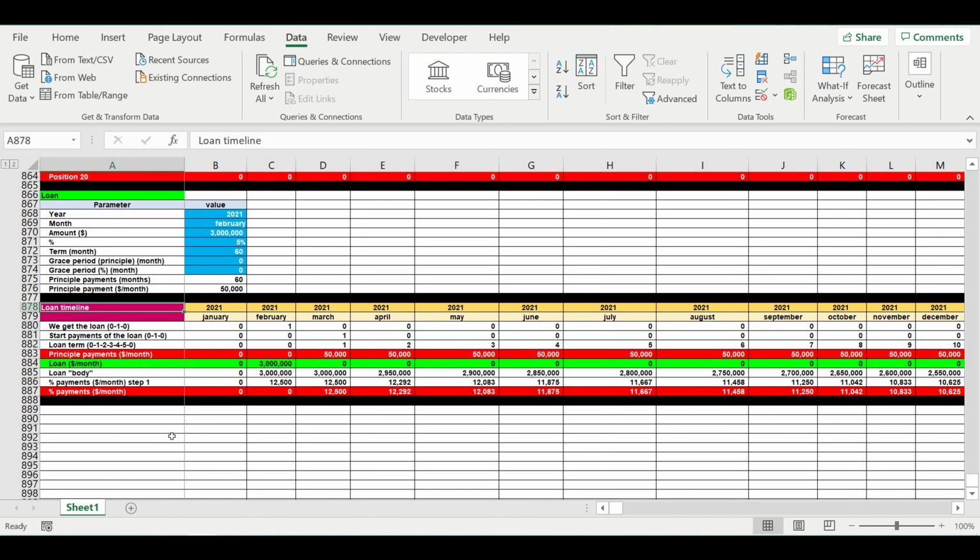Today we'll be creating a cash flow statement for our financial model. This is one of the most important blocks of a financial model of any business project. Let's create it and see what it looks like. I will take the timeline from here.